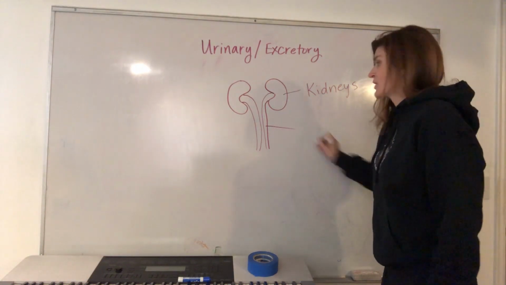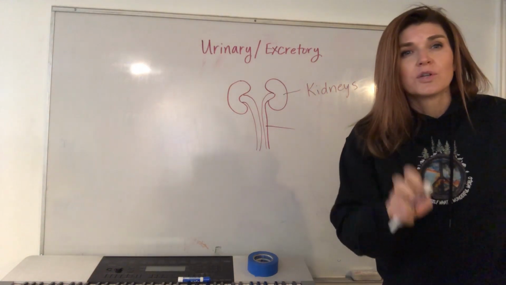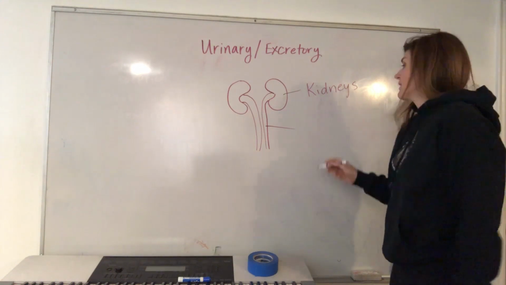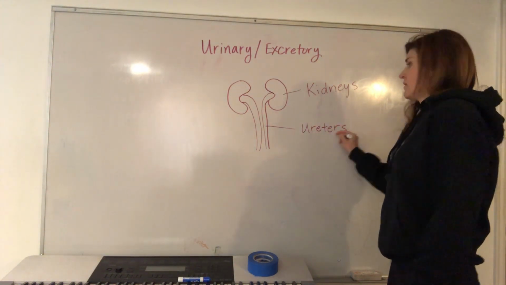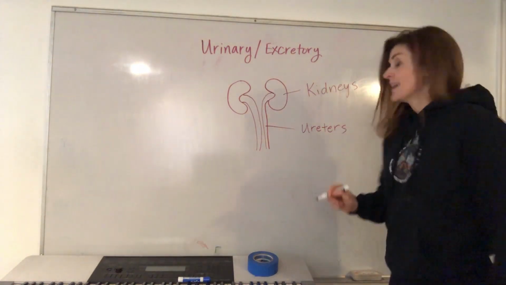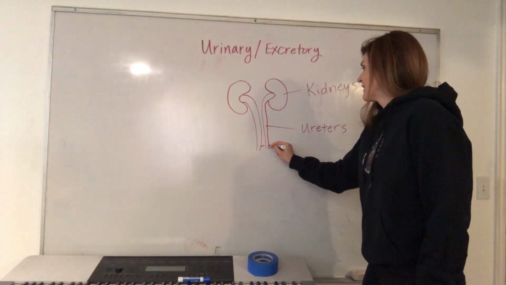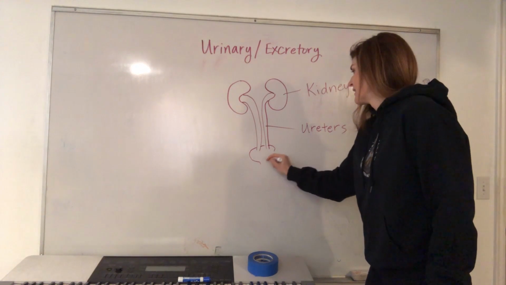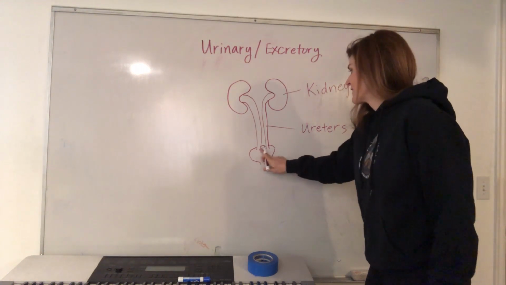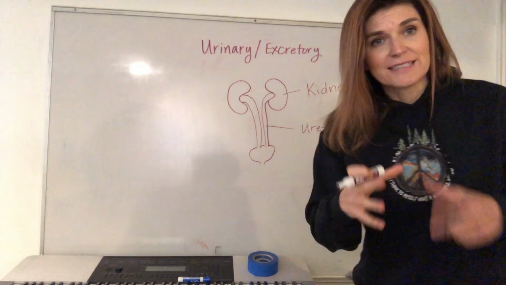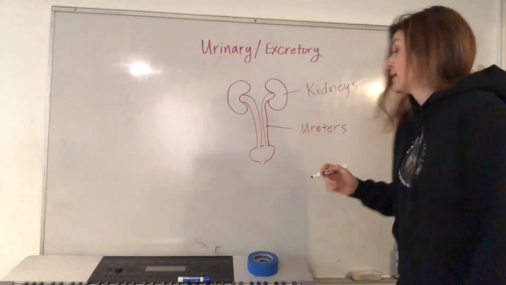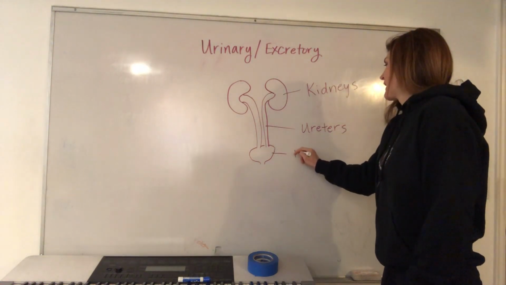Then the urine has to travel down a couple of tubes. So one from each kidney. These are the ureters. Ureters, okay? And those will terminate in, I'm gonna fix that a little bit. A little storage area, has a storage capacity for urine, and it's the bladder.